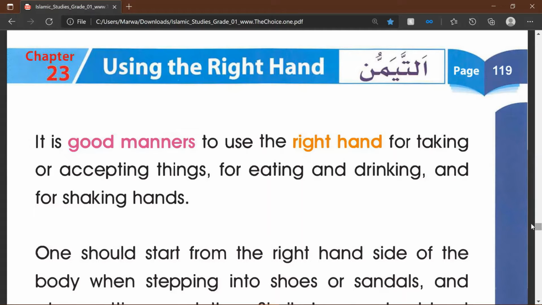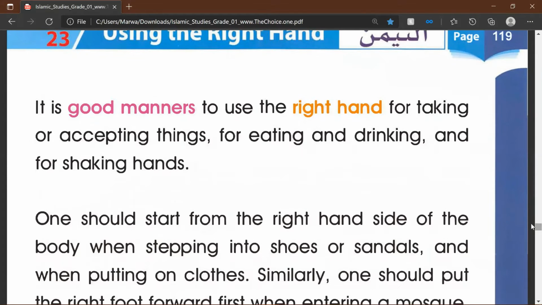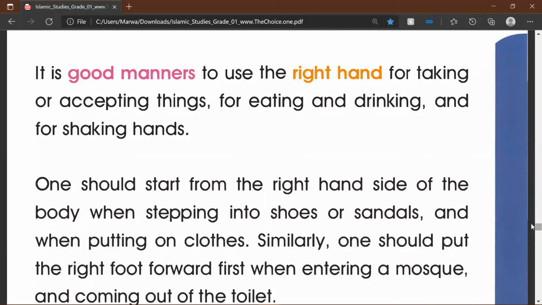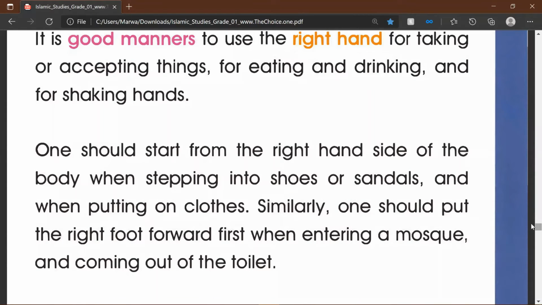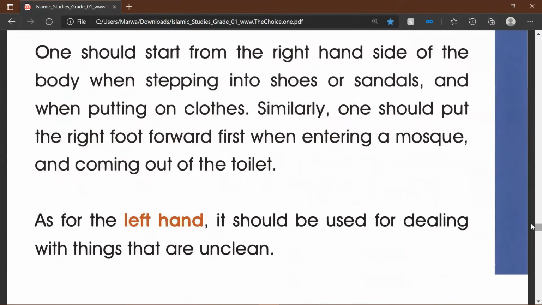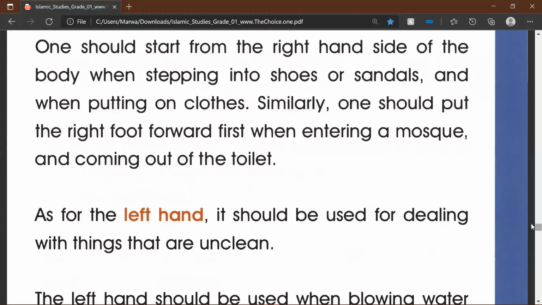So it is good manners to use the right hand for taking or accepting things, for eating and drinking, and for shaking hands. One should start from the right hand side of the body when stepping into shoes or sandals and when putting on clothes. Similarly, one should put the right foot forward first when entering a mosque and coming out of the toilet. As for the left hand, it should be used for dealing with things that are unclean.